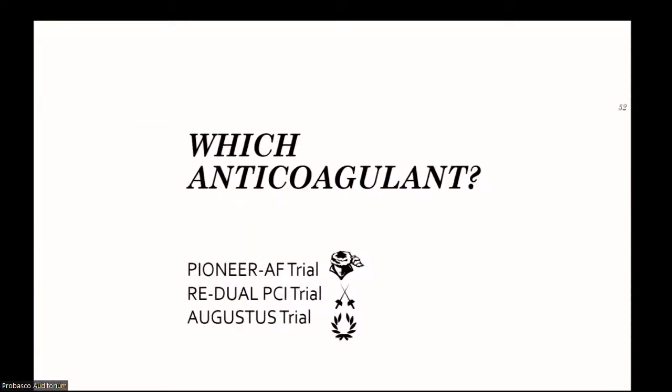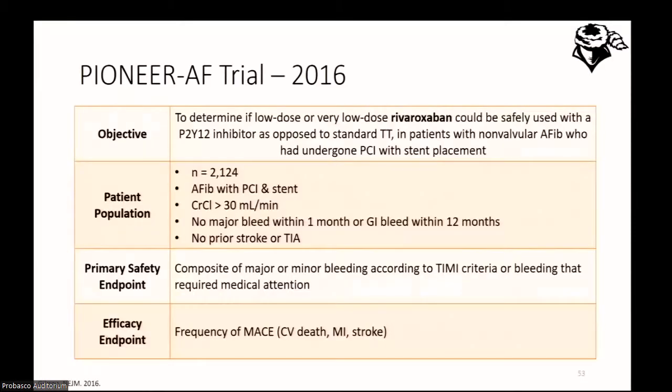So which anticoagulant do we use? We have 3 main trials that we can look at: PIONEER AF, RE-DUAL PCI, and the AUGUSTUS trial. We'll start with PIONEER AF. So the objective of this trial was to determine if low dose or very low dose rivaroxaban could be safely used with a P2Y12 inhibitor as opposed to standard triple therapy in patients with AFib and PCI and stent placement. So the primary safety endpoint was the composite of major or minor bleeding, and the efficacy endpoint was frequency of MACE.